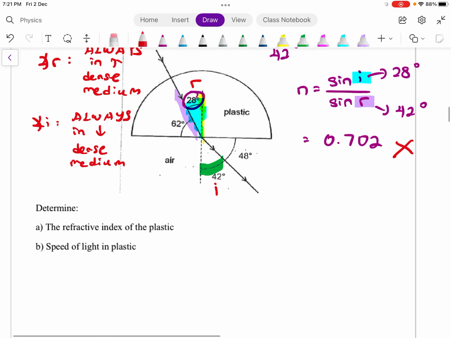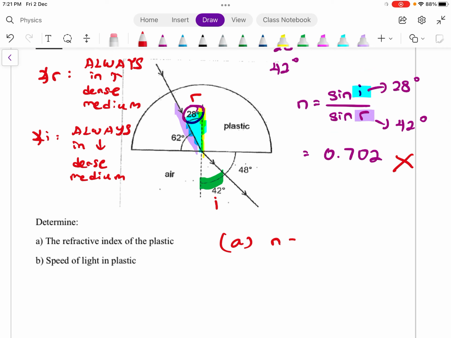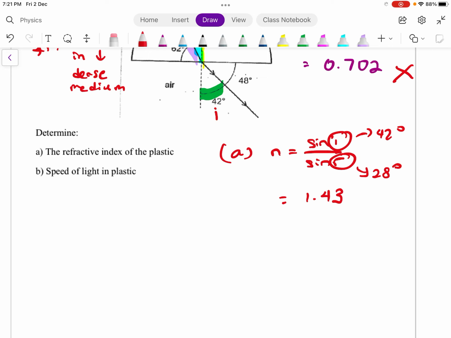Okay, so let's calculate the refractive index of the plastic. So part A: n equal to sine i over sine r. What is i? i here is 42, and r is 28 degrees. So sine 42 divided by sine 28. You should get roughly 1.43.